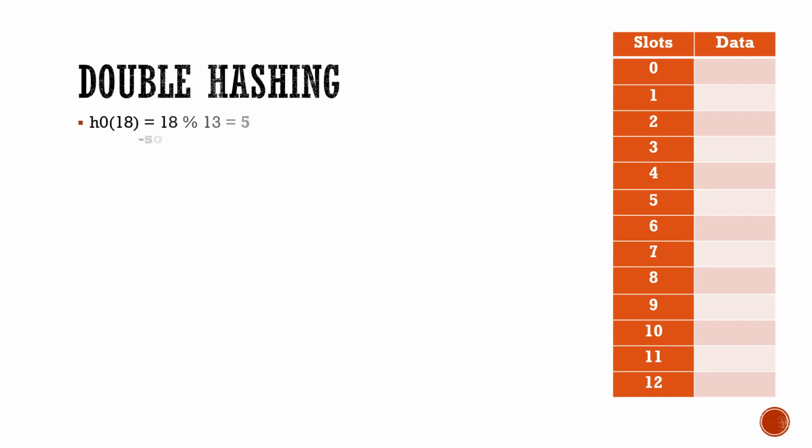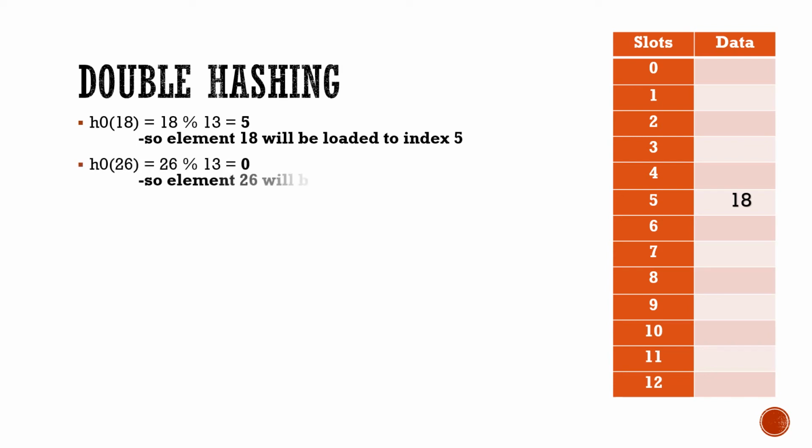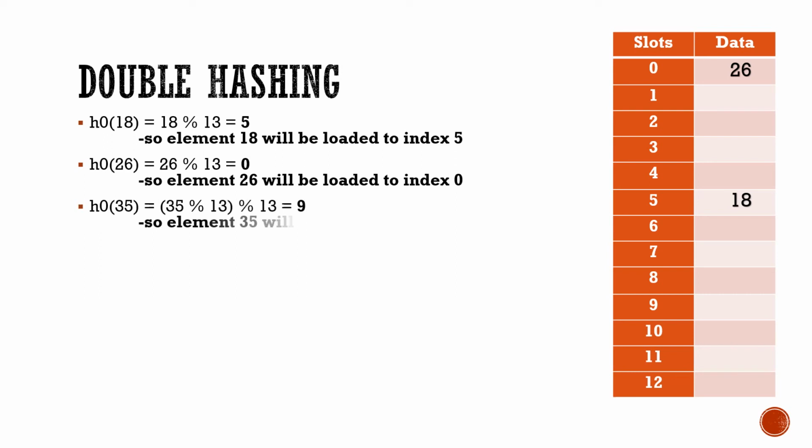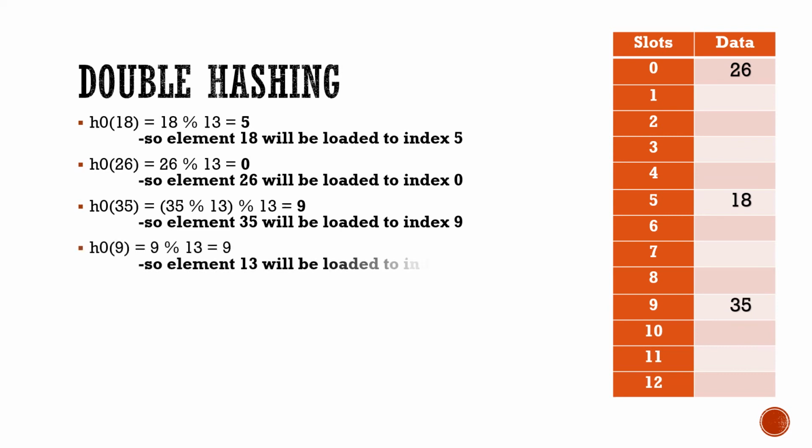h of 18 equals 18 modulo 13 equals 5, so element 18 will be loaded to index 5. h of 26 equals 26 modulo 13 equals 0, so element 26 will be loaded to index 0. h of 35 equals 35 modulo 13 equals 9, so element 35 will be loaded to index 9. h of 9 equals 9 modulo 13 equals 9, so element 9 will be loaded to index 9.